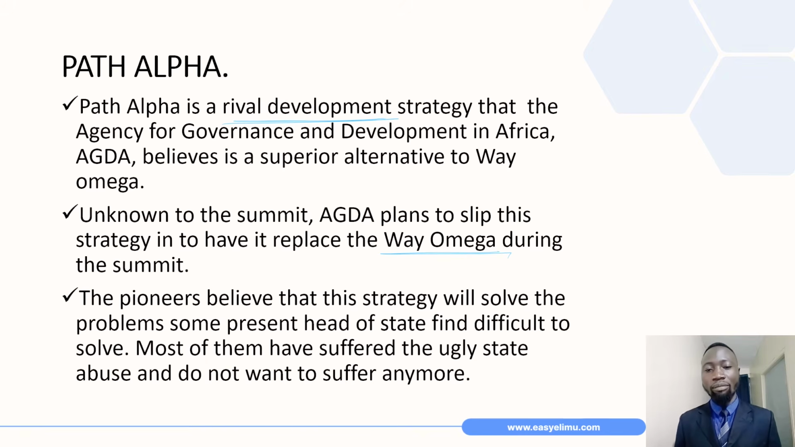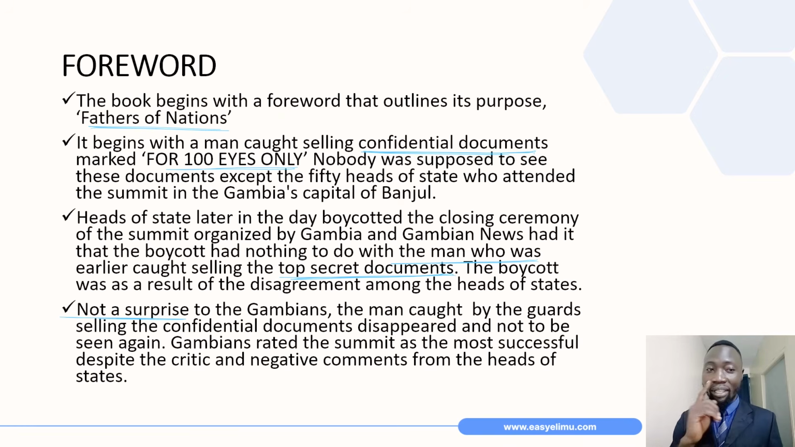So unknown to the summit, AGDA plans to slip this strategy in to have it replace the Way Omega during the summit. The pioneers believe that this strategy will solve the problem some present heads of state find difficult to solve. Most of them have suffered the ugly state abuse and do not want to suffer anymore. So they have to come up with a different strategy. Then the foreword of the book.